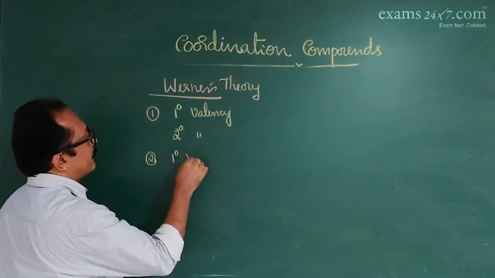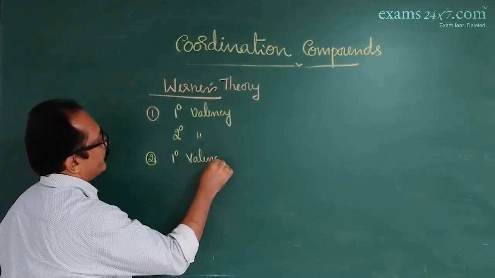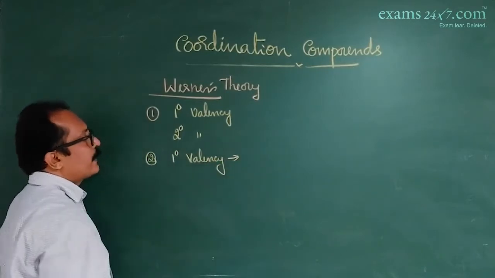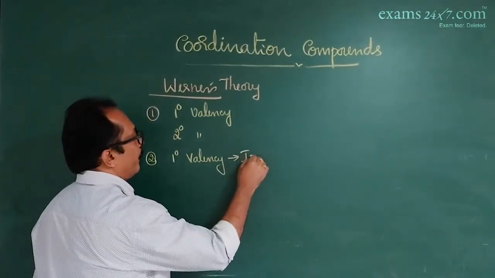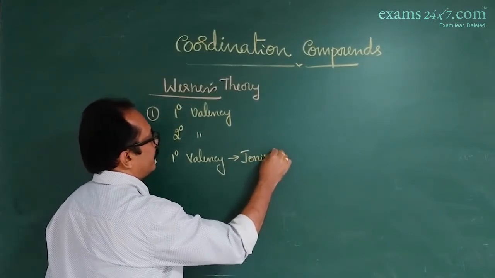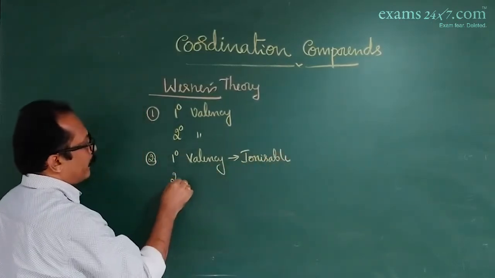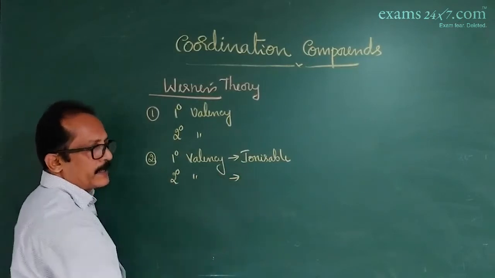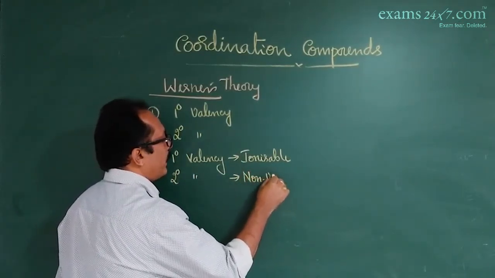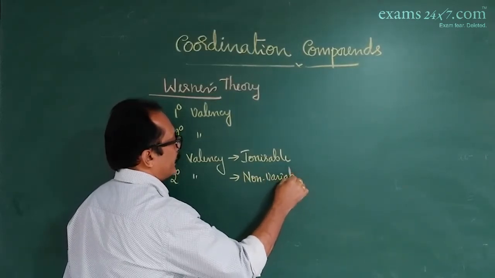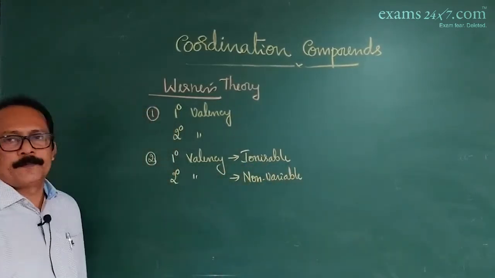Primary valency refers to the charge on the ion, and it is ionizable and variable. Secondary valency is non-variable.